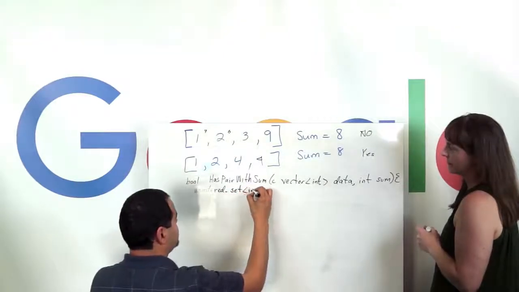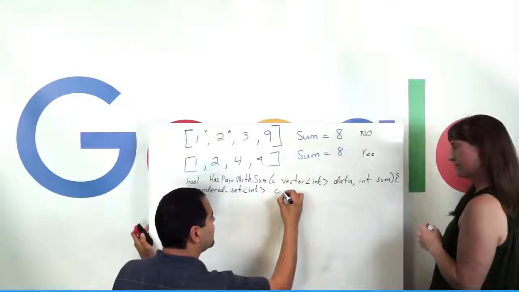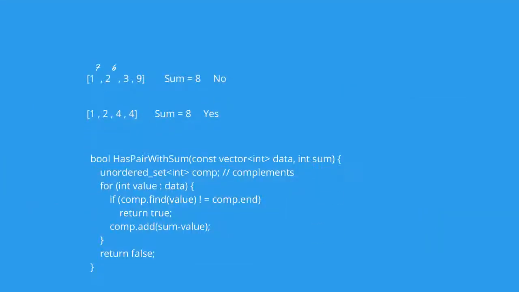Of integers still. And I'm going to call it complements. Well, I don't want to write complements all the time, so I'm just going to call it comp. Sounds good. And say these are the complements, as in whatever I need to get the target sum. Yep. And so as I said, I just need to be building it up little by little.